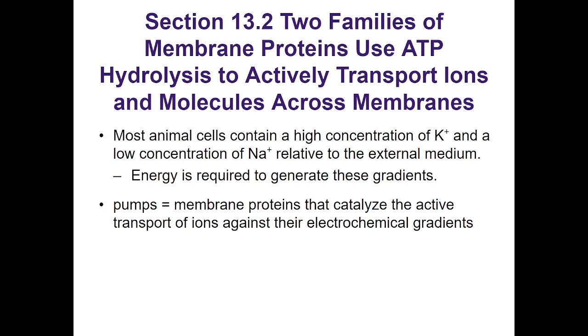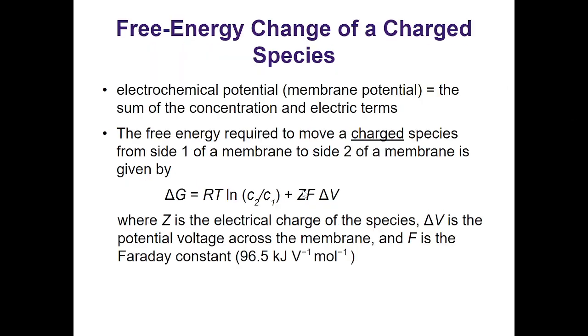Okay, so we have two families of membrane proteins that use ATP hydrolysis to actively transport ions and molecules across your membranes. Most animal cells will contain a high concentration of potassium and a low concentration of sodium. What do you notice about the charges here? They're both positive ones, right? And this is why they're used as an exchange for each other. What would that do to this right here? It would help to minimize that, right? Yeah.